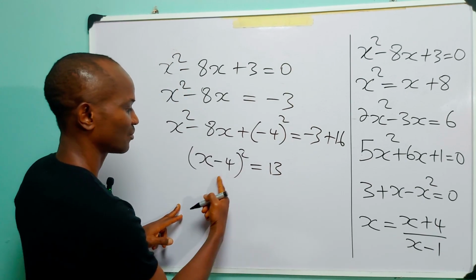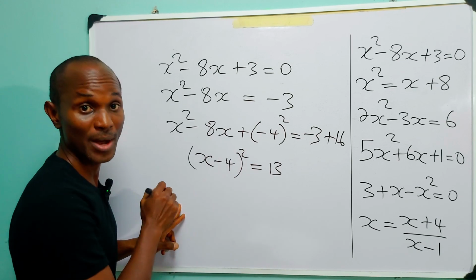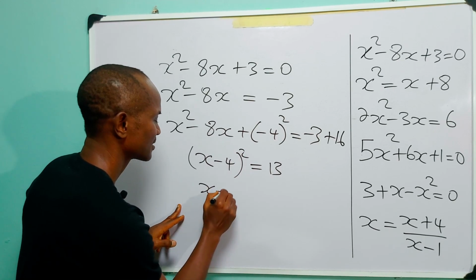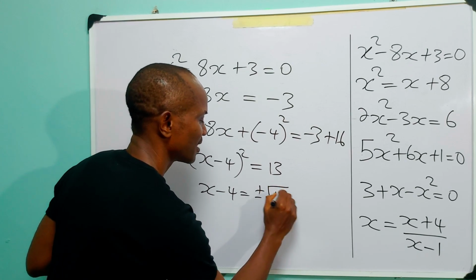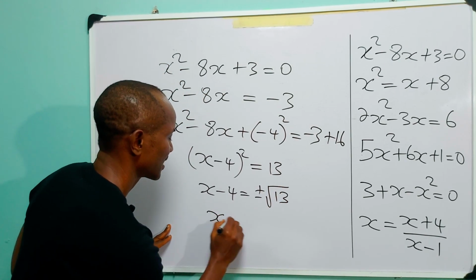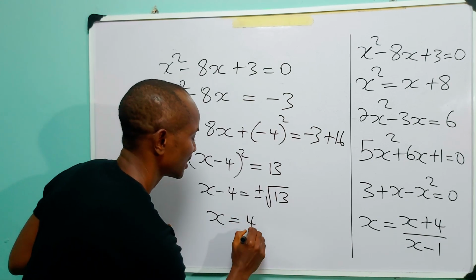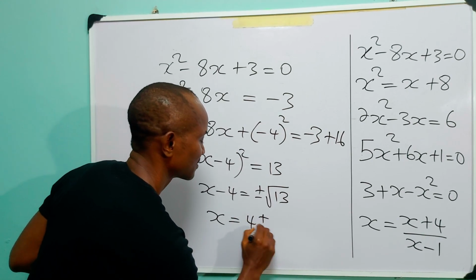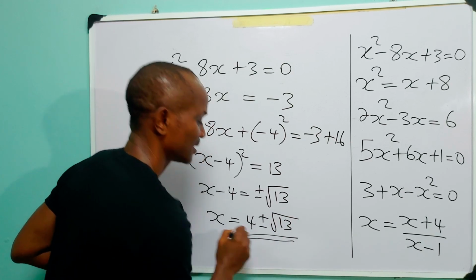Now, of course, what we do next is to take the square root of this to take care of this square. So we have that x minus 4 is equal to plus or minus square root of 13. And of course, for x, we add 4 to both sides of this equation. So we have that 4 plus or minus square root of 13 is the answer.